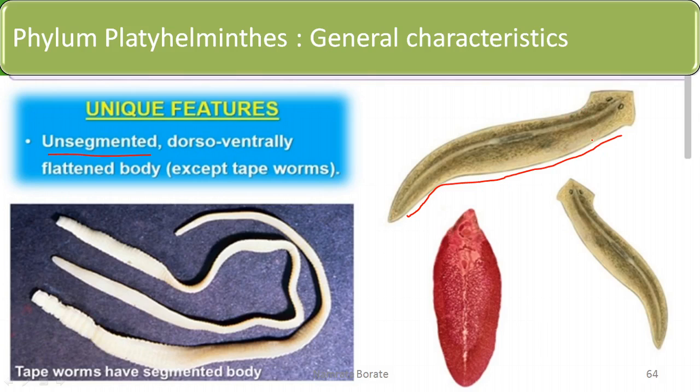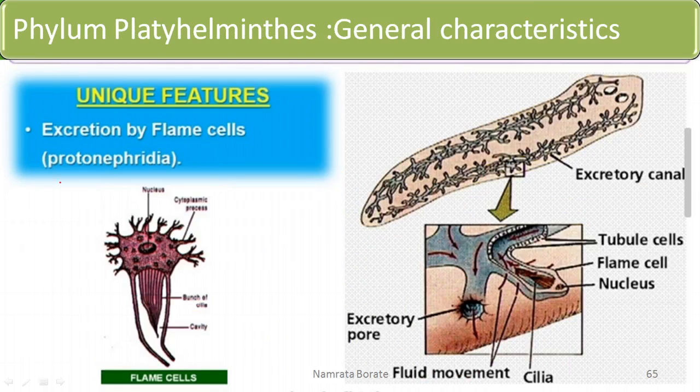In the earthworm there are segments, but here there are no such segments, so it is written as unsegmented. It is dorsiventrally flattened. You can see the organisms are dorsiventrally flattened, except the tapeworm. The next one is a unique feature: excretion occurs by means of the flame cell. This flame cell is present on the surface of the body and functions in excretion. That is called protonephridia.